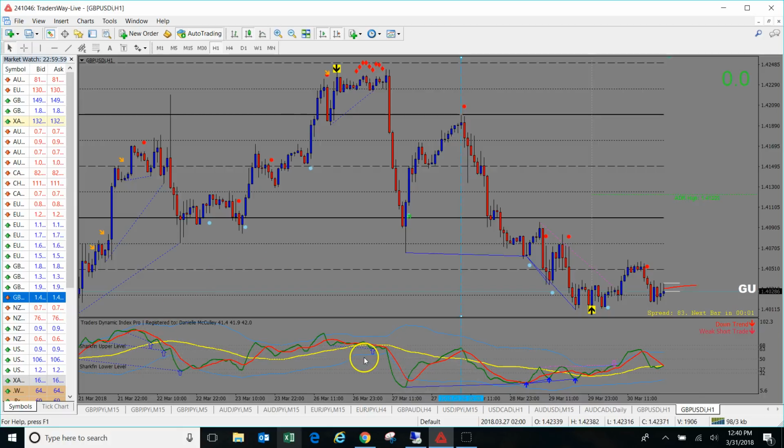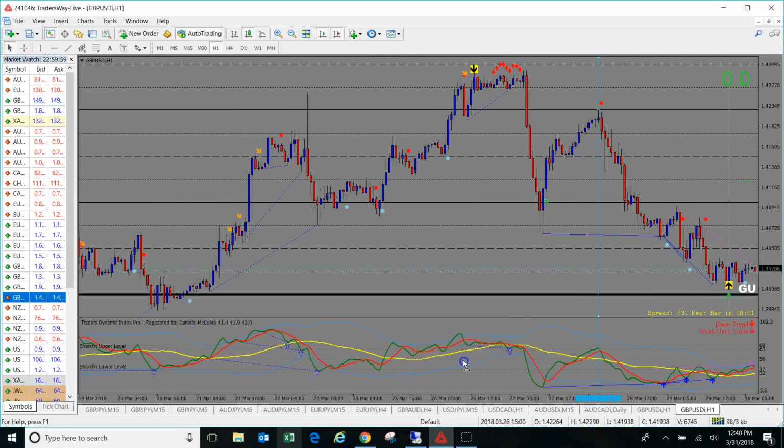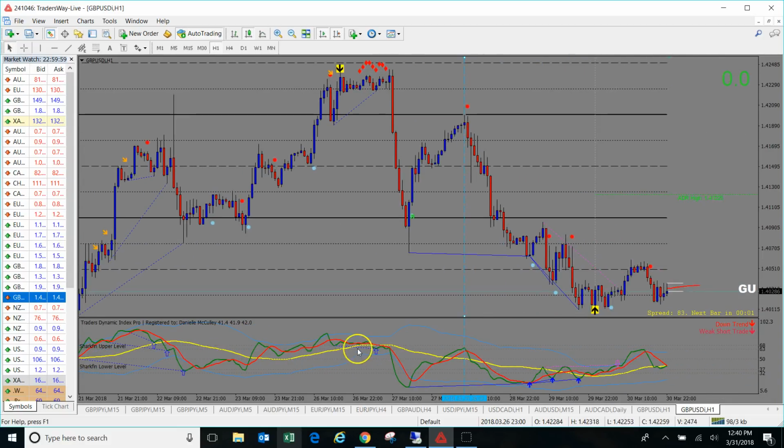I will say that I think a lot of people think it's too complicated just because it looks like it has a lot of things going on. But once you figure out how to read it, it's a really good indicator. And it's probably the only indicator that you'll need.